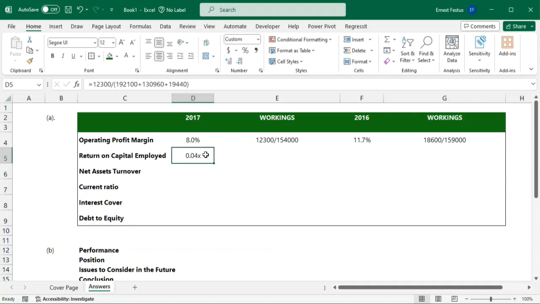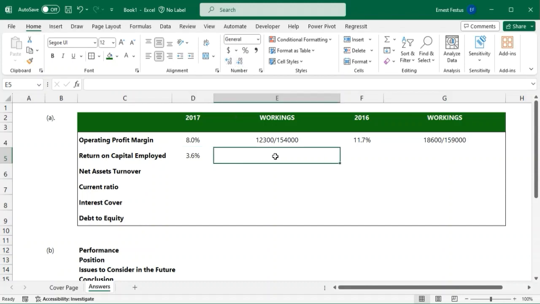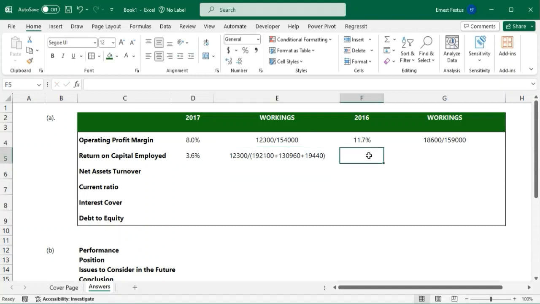All right, so we have this. This is return on capital employed, and this is supposed to be a percentage. So let me increase this, 3.6%. Good. And I will now show my workings. So 12,300 divided by, I'll open my brackets, 192,100 plus 130,960, and then I'll add my 19,440. So that is the working right there. And then I'll come to 2016.